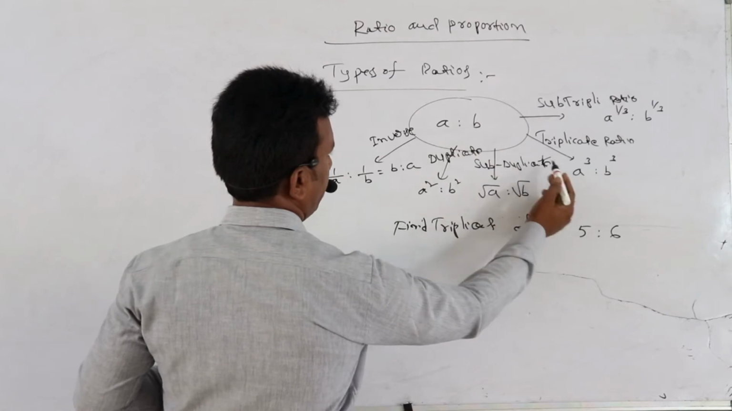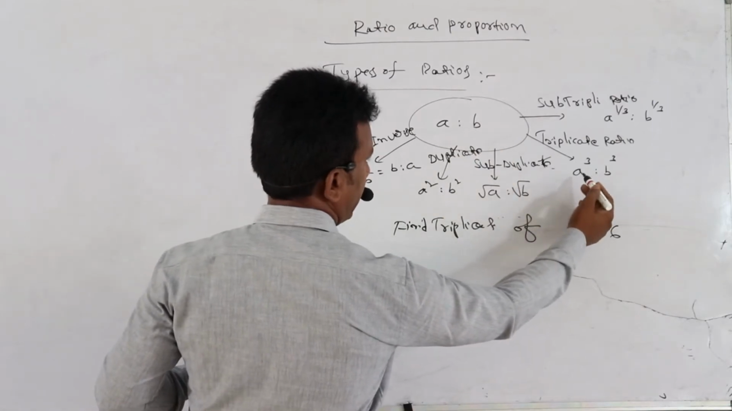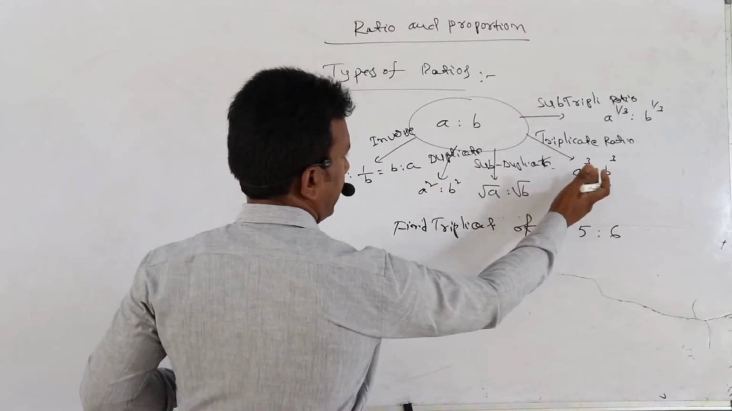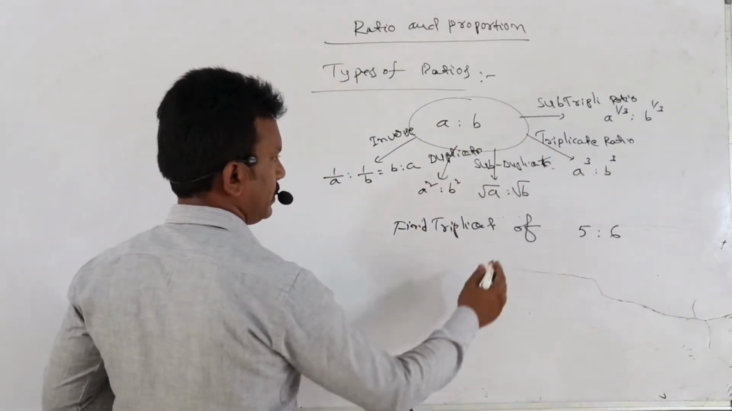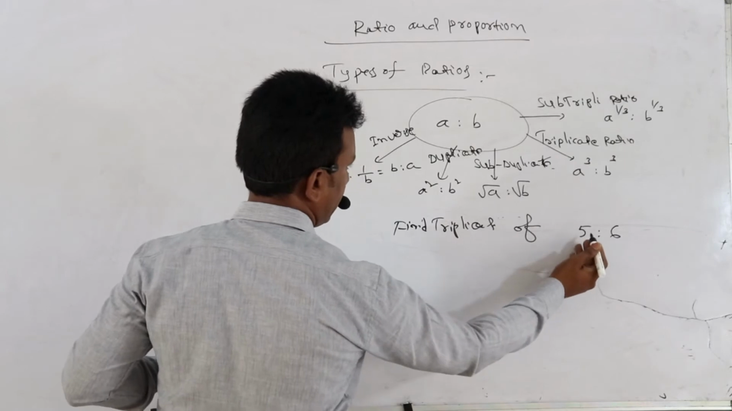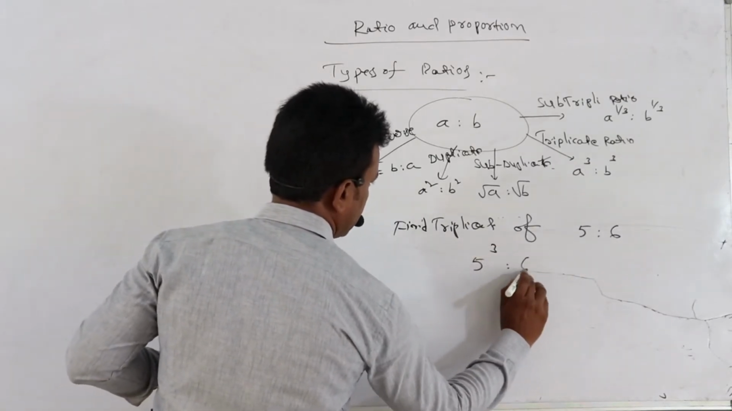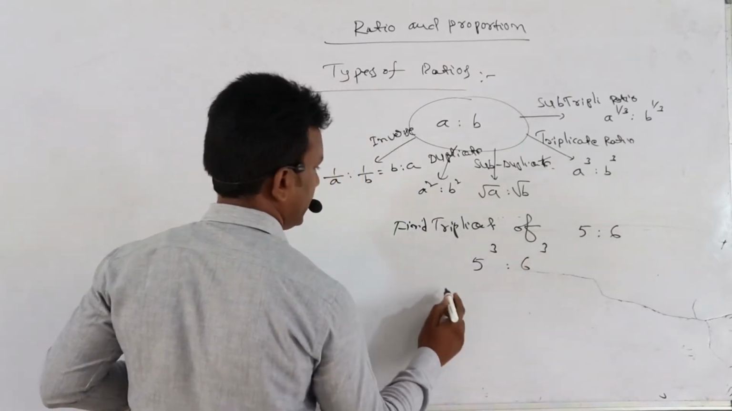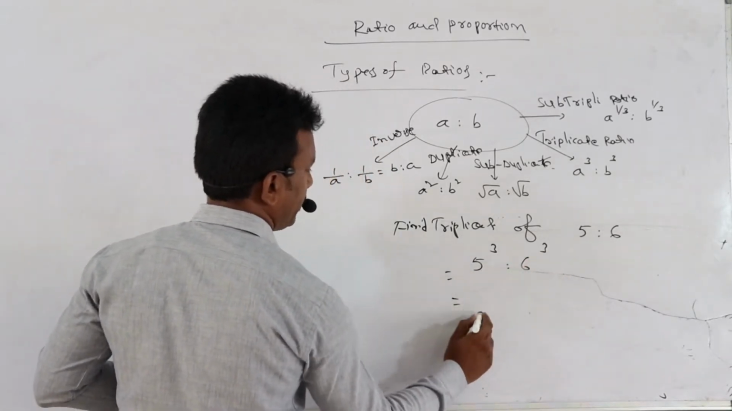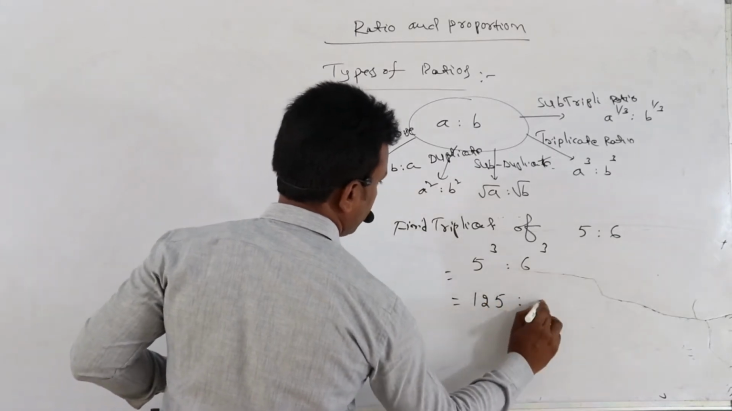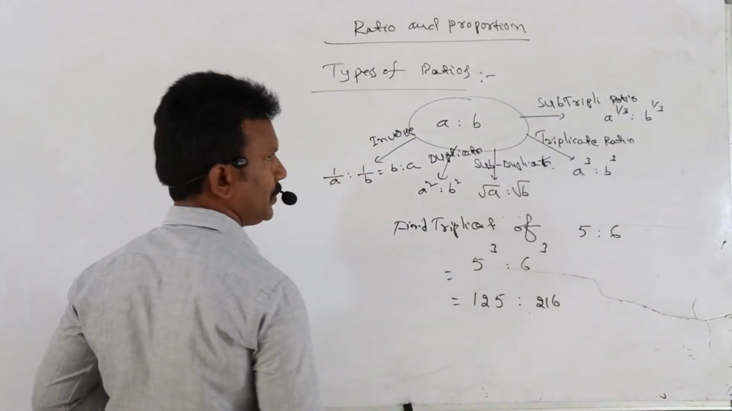So we just follow cubes. For each one we write cubes: A cube is to B cube. That is our triplicate ratio of the ratio A is to B. We follow the same condition for 5 is to 6. Then we write 5 cube is to 6 cube. So 5 cube we write as 125, and 6 cube as 216.